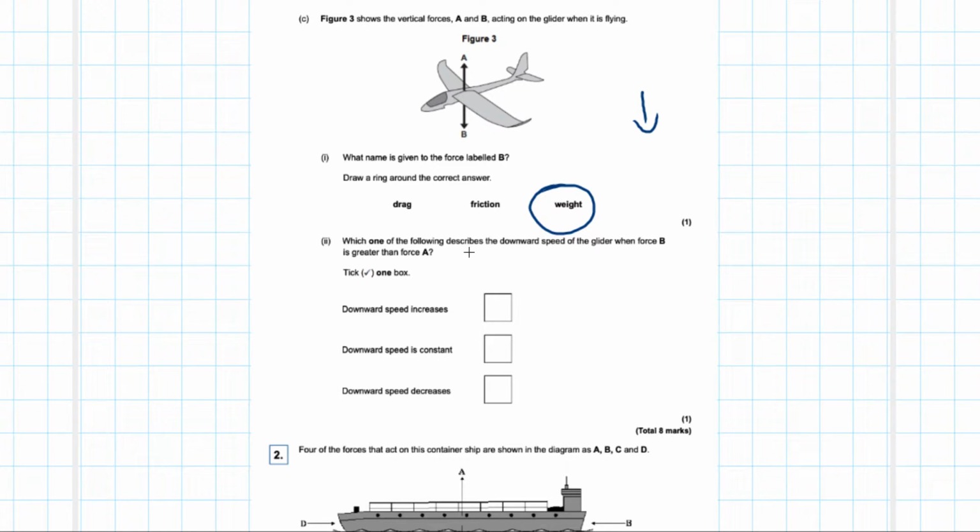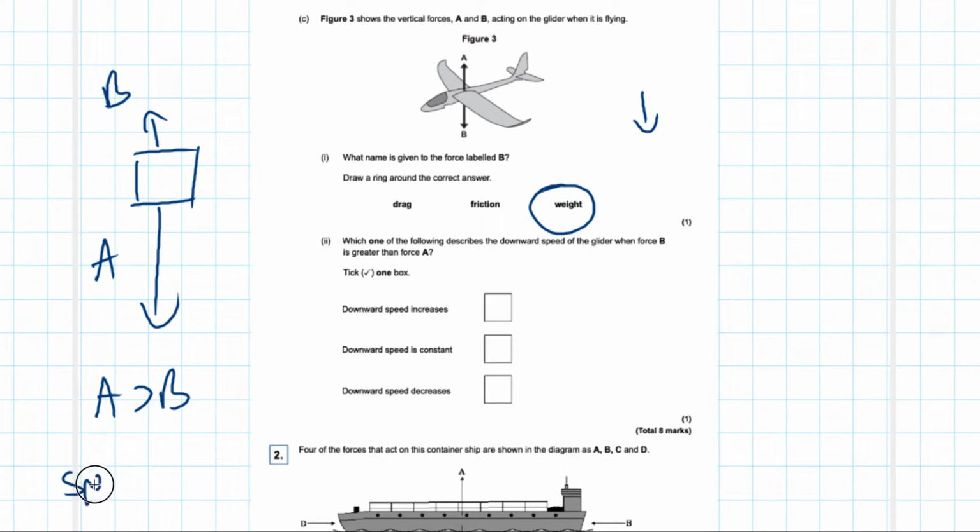Which one of the following describes the downward speed of the glider when force B is greater than force A? If you push an object in one direction and it has a little bit of drag in the opposite direction, then the bigger force will result in an increase in speed. So let's say this is A and this is B. A is bigger than B, so the speed will increase in the direction of A because it's got a bigger force than the opposite force. So in this case, A is bigger, so the downward speed will increase.